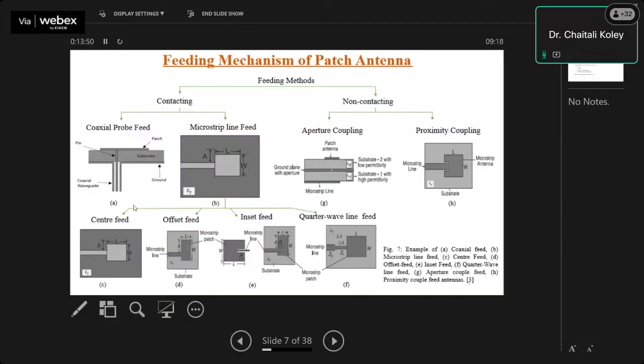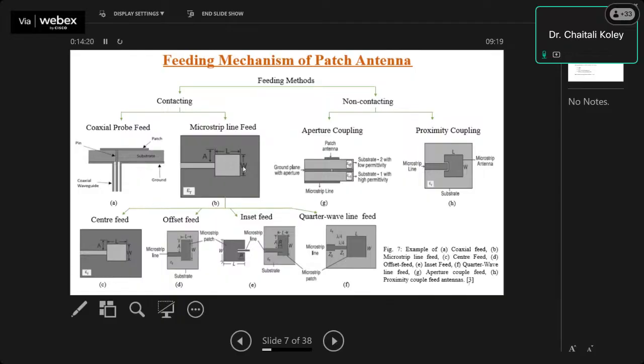From the figure itself, it is clear. If it is a coaxial probe, the outer conductor is connected with the ground plane and the inner conductor is connected through the substrate with the patch. This is basically touching the patch, so it is known as contacting. And this is an example of the coaxial probe feed.